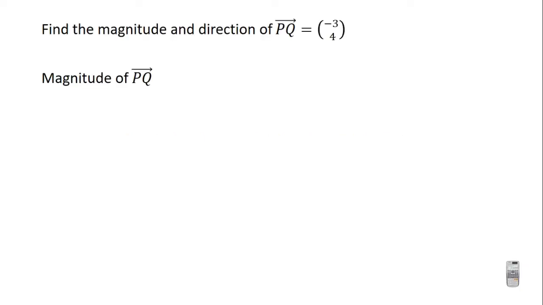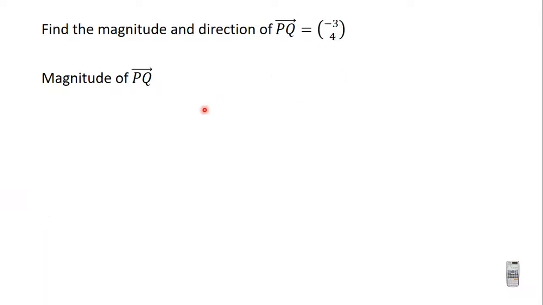We are on the topic vectors. In the previous video, we solved an example on finding the bearing and magnitude of a column vector. In this video, we are going to solve another example. So let's look at our question for this video. Find the magnitude and direction of vector PQ, and the components of vector PQ are -3 and 4.